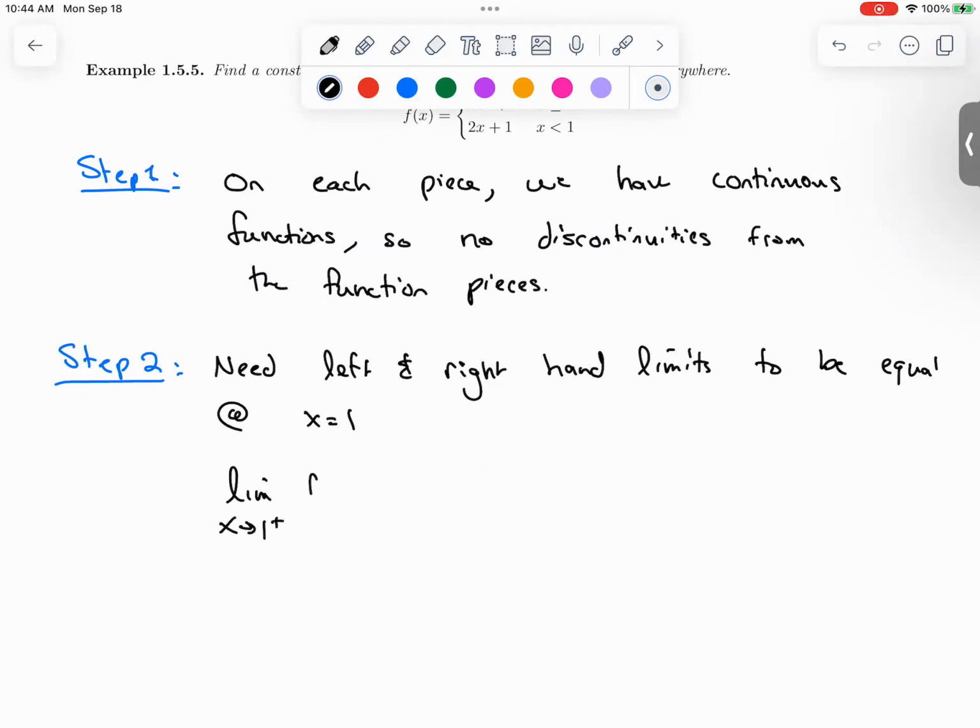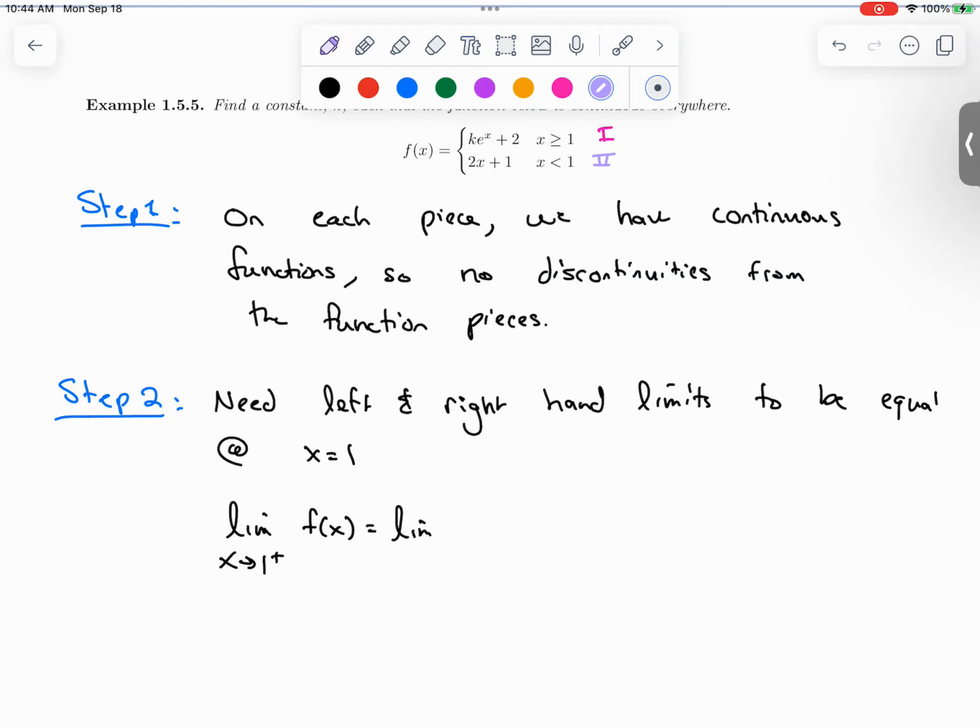The reason why I'm being very particular and asking which function is to be careful. I usually like to start with a greater than and then go down, but some textbooks like to start with a less than and then go down and then go up. So it's always important to be very, very careful when you're reading a problem to make sure you know which piece is being defined at which interval. So you'll be piece 1, which would mean you'd be the limit as x approaches 1 from the right of k e to the x plus 2.